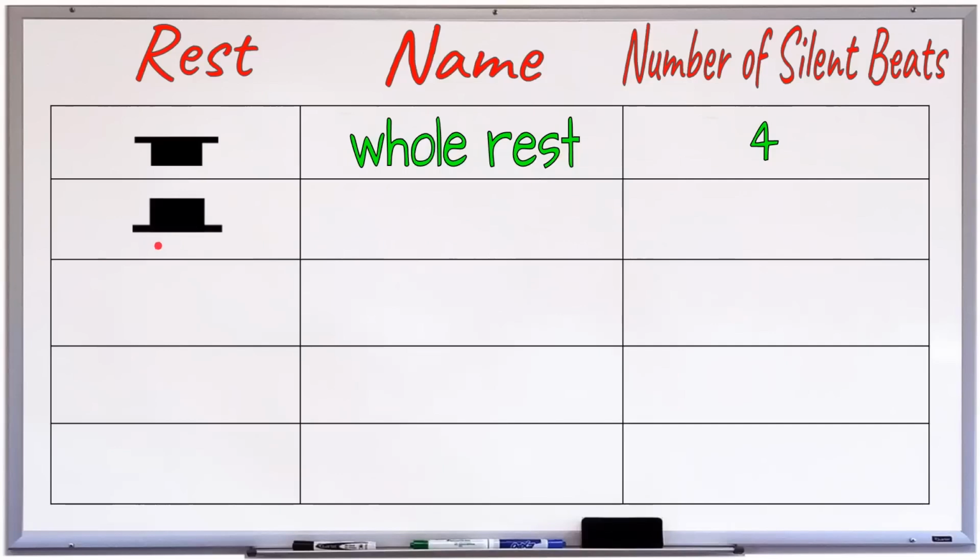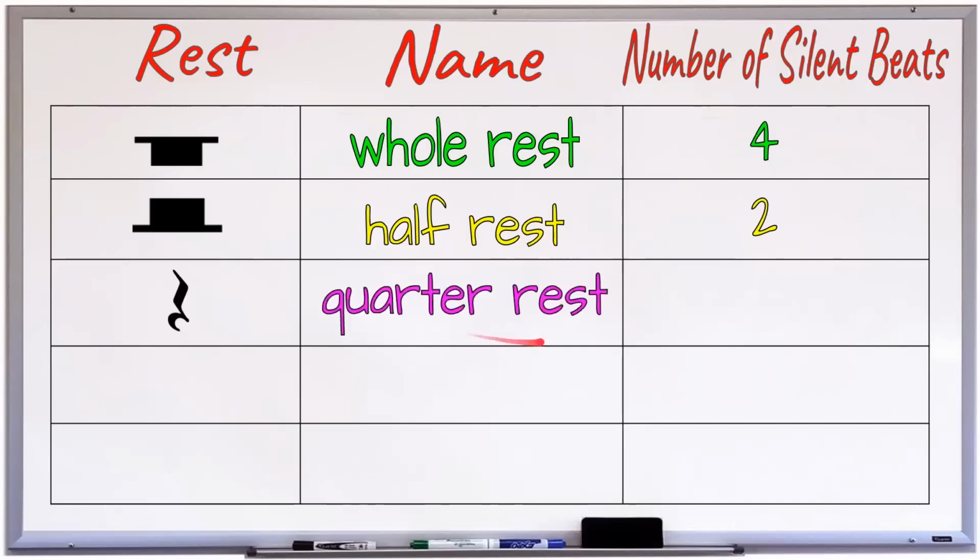For this one, it's the opposite of the first one. Its box is facing upward, or the rectangle is facing upward, and it's called a half rest. It receives 2 silent beats. Next, this one looks like a crooked letter Z to me, and it's called a quarter rest. It has 1 silent beat only.